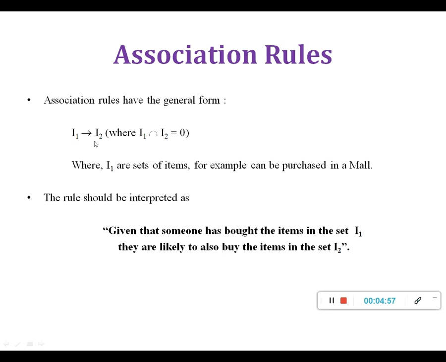They are related like this, and that's why we can interpret the statement as: someone has bought the items in the set I1, and they are likely to buy the items in another set, that is I2. So this is the association rules that we are learning, and we are using different algorithms for this also.